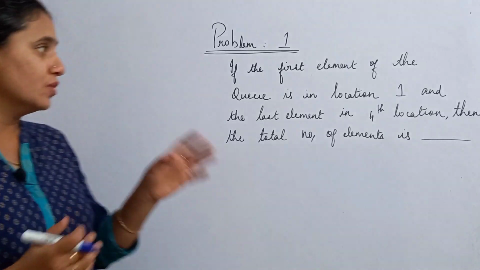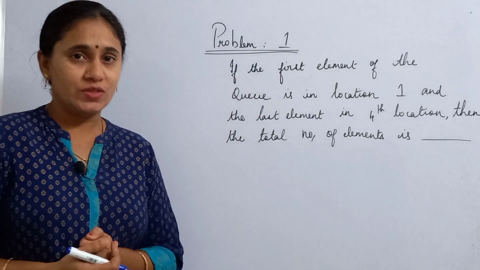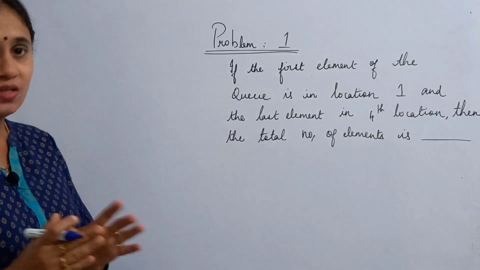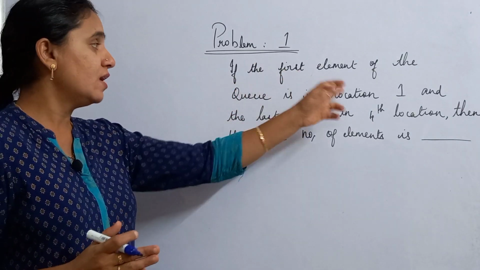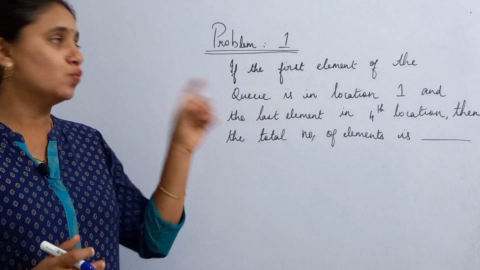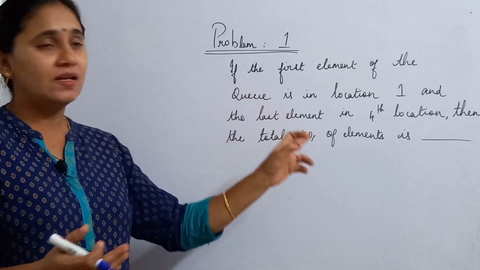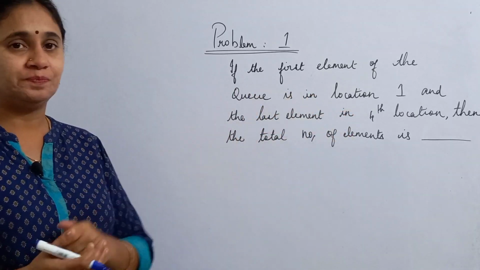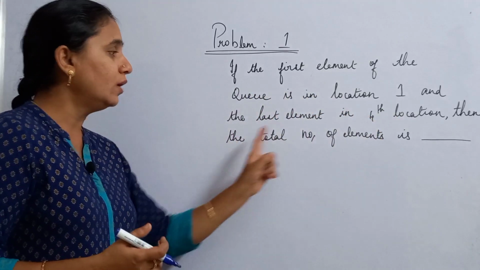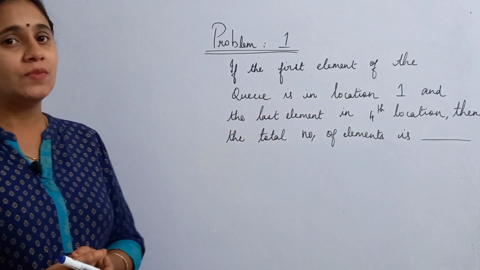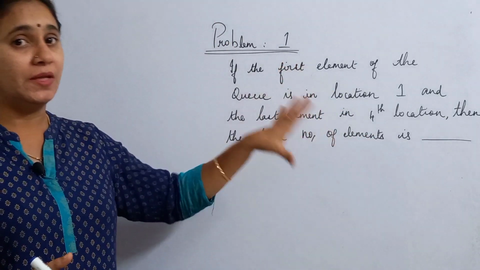Okay friends, so now this is the given question. The question is: if the first element of the queue is in location 1 and the last element is in location 4, then what is the total number of elements? This is the question that is being asked.